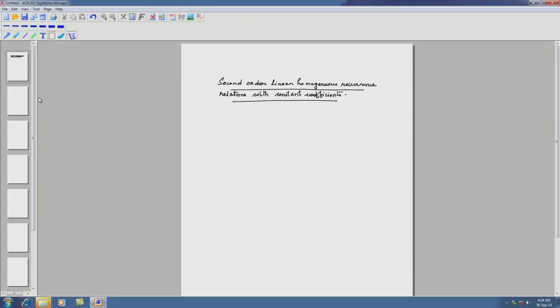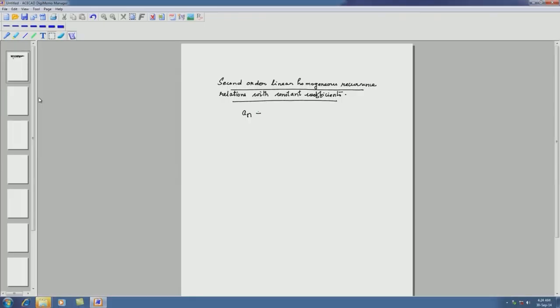Now, as we have seen before, a second order linear homogeneous recurrence relation with constant coefficients will have the form a_n plus c_1 a_{n-1} plus c_2 a_{n-2} equated to 0, where c_1 and c_2 are fixed real numbers. Let us name this equation 1.